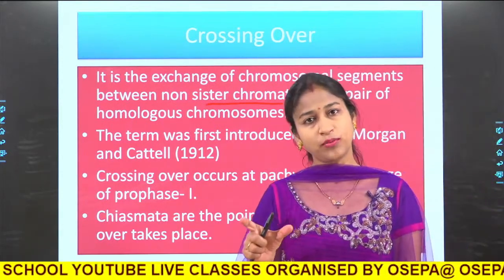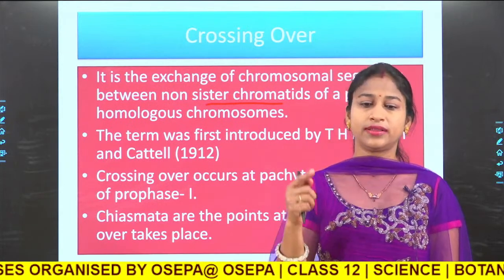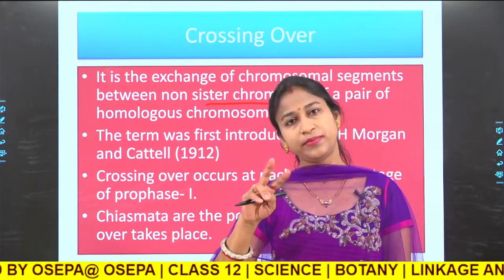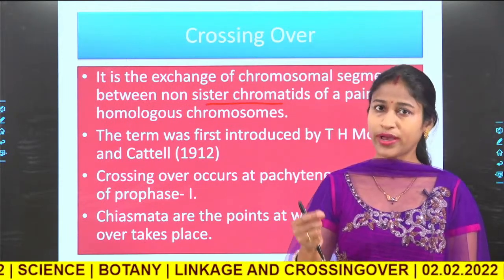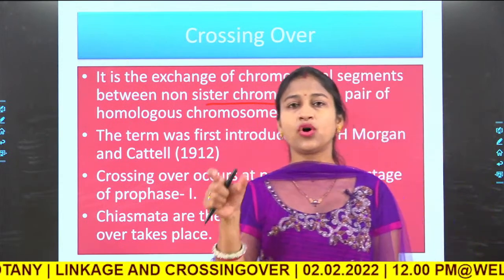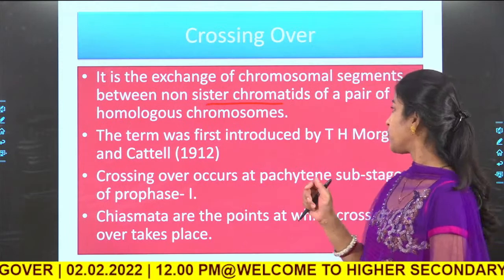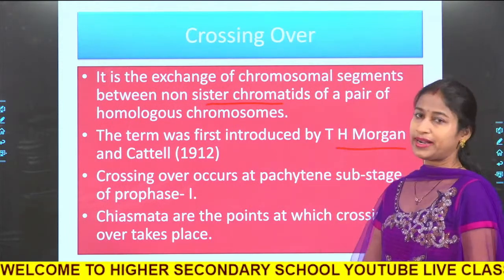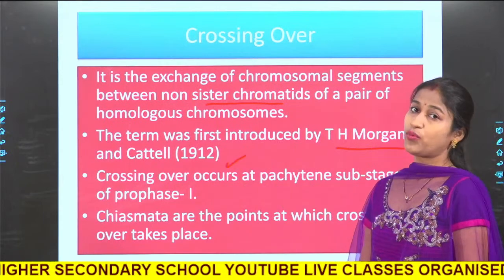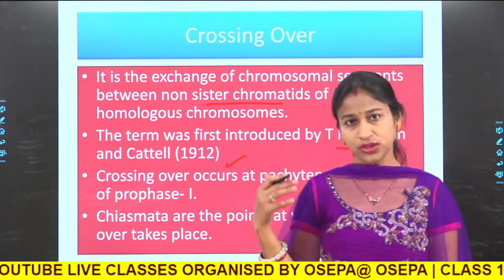Now, a pair of homologous chromosomes, or a single homologous chromosome if we consider, at the time of cell division will be in the duplicated phase and will have two sister chromatids. So, crossing over always takes place between non-sister chromatids. The term was introduced by T.H. Morgan and Cattell in 1912. So, they found linkage in 1911 and crossing over in 1912.